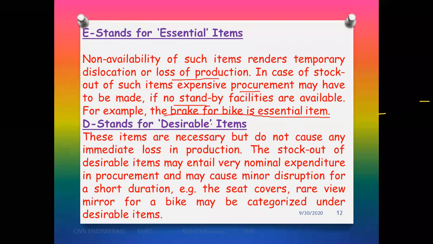Next, third one, desirable. D stands for desirable. Then what is the D saying here? These items are necessary but do not cause any immediate loss of production. Desirable items are also very, very important, but because of them production will not be at a loss. Whether they are there or not, we can do it.